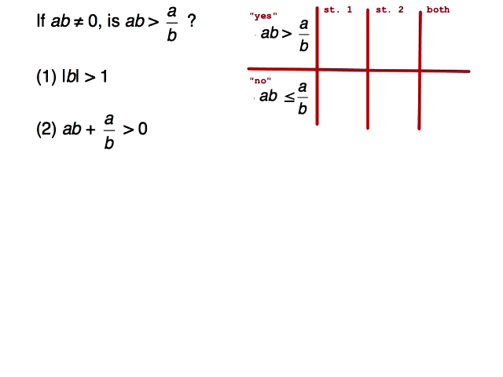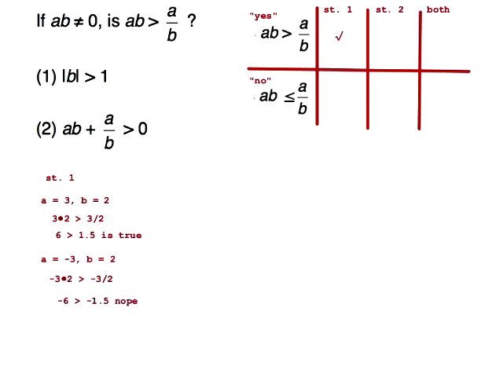Okay, so statement one, A can be anything. We noted on the previous page that if you make A negative, it'll just make this backwards. So if A is, I don't know, 3 and B is 2, then 3 times 2 is greater than 3 over 2. 6 is greater than 1.5. That's true. So that is check mark in the top box. But then if you just make A negative, then that's negative 3 times 2, negative 3 over 2. So negative 6 is greater than negative 1.5. That's not true. So that checks out the bottom box. It's not sufficient.